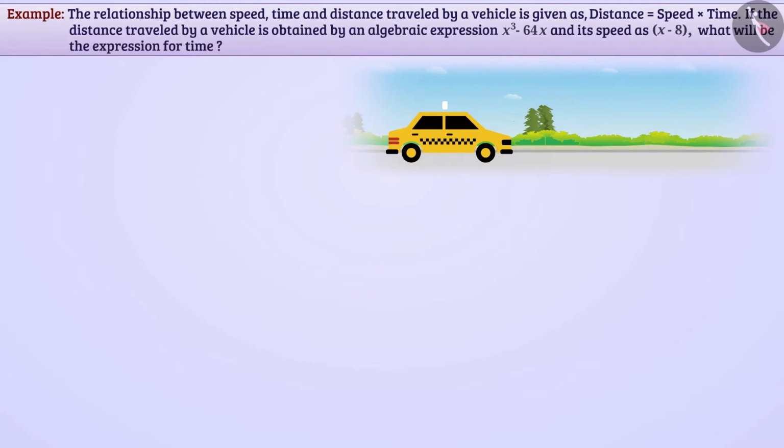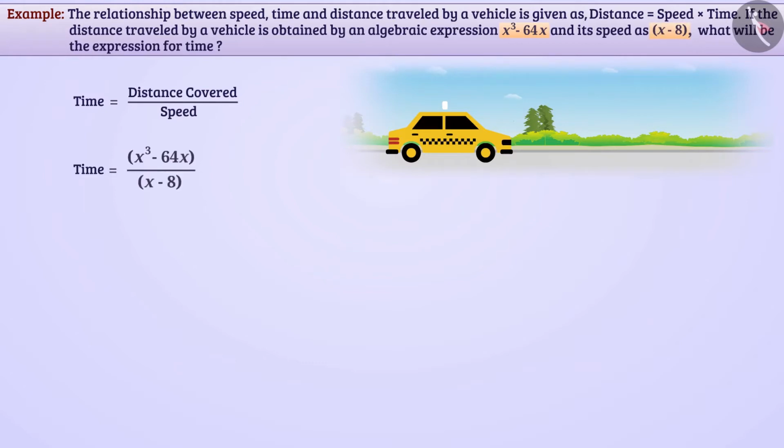The relation between speed, time and distance traveled is distance traveled is equal to speed multiplied by time. If we want to find the time, then it will be time is equal to distance covered divided by speed. Since the distance traveled is x cube minus 64x and speed is x minus 8, time will be equal to x cube minus 64x divided by x minus 8.